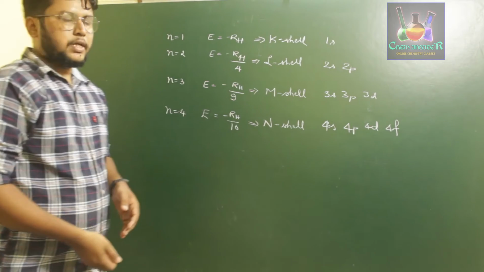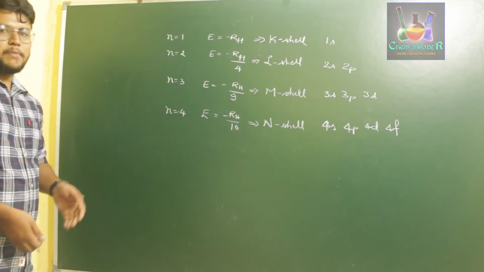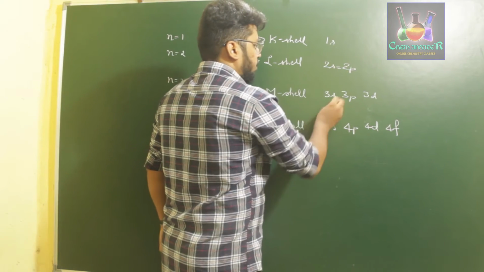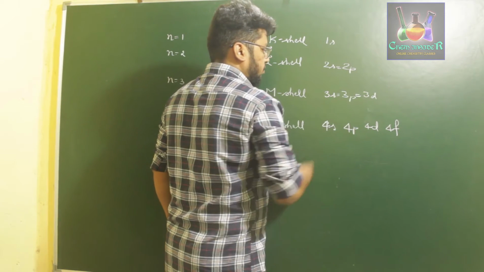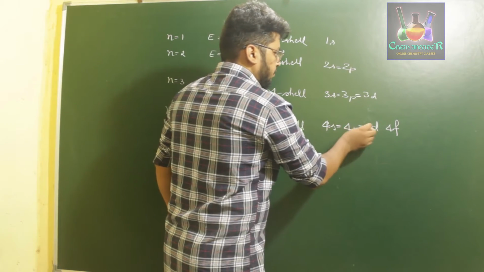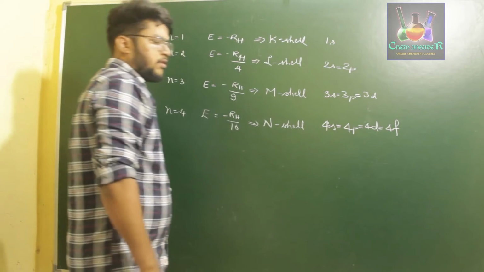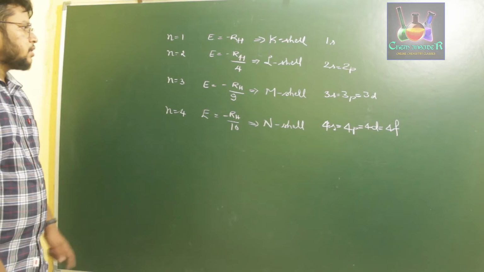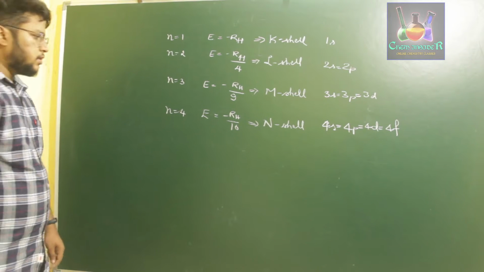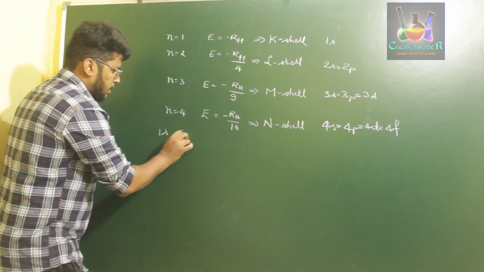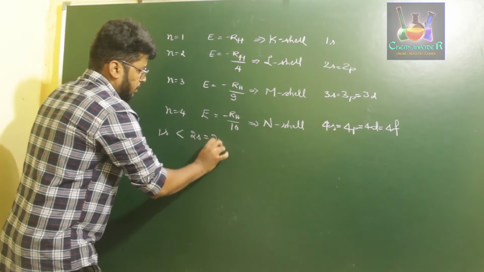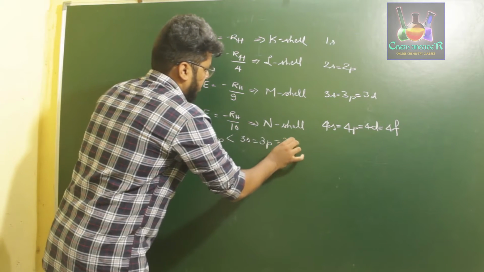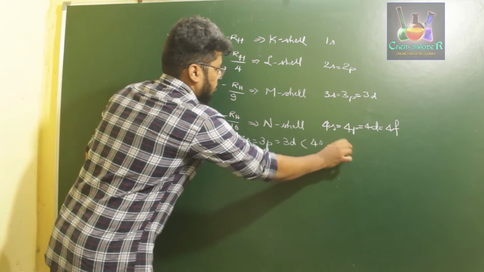All the orbitals present in a given shell will have the same energy. That is, the energy of 2s will be equal to 2p, the energy of 3s will be equal to 3p, which will be equal to 3d, and 4s will be equal to 4p, which will be equal to 4d, which will be equal to 4f. So the increasing order of energy of the orbitals in hydrogen will be 1s less than 2s equal to 2p, less than 3s equal to 3p equal to 3d, which is less than 4s, and so on.